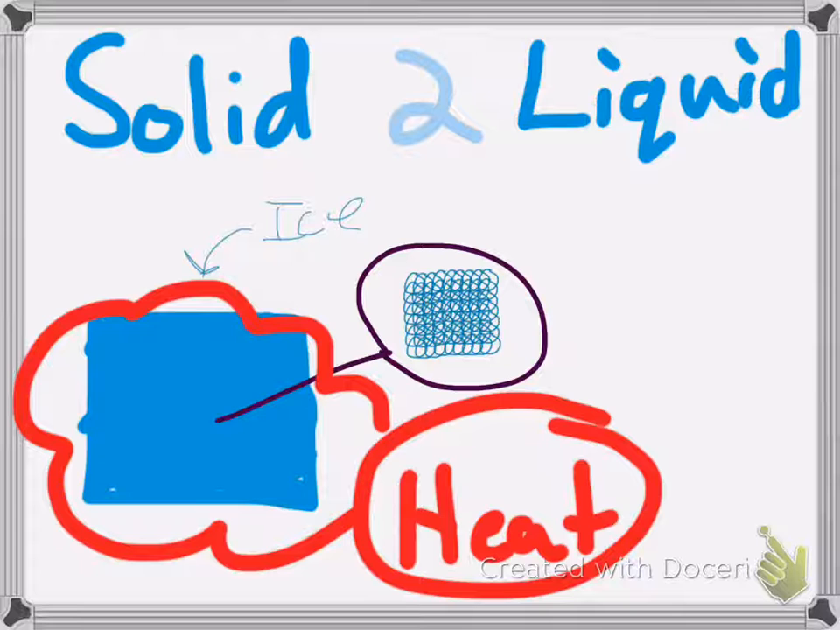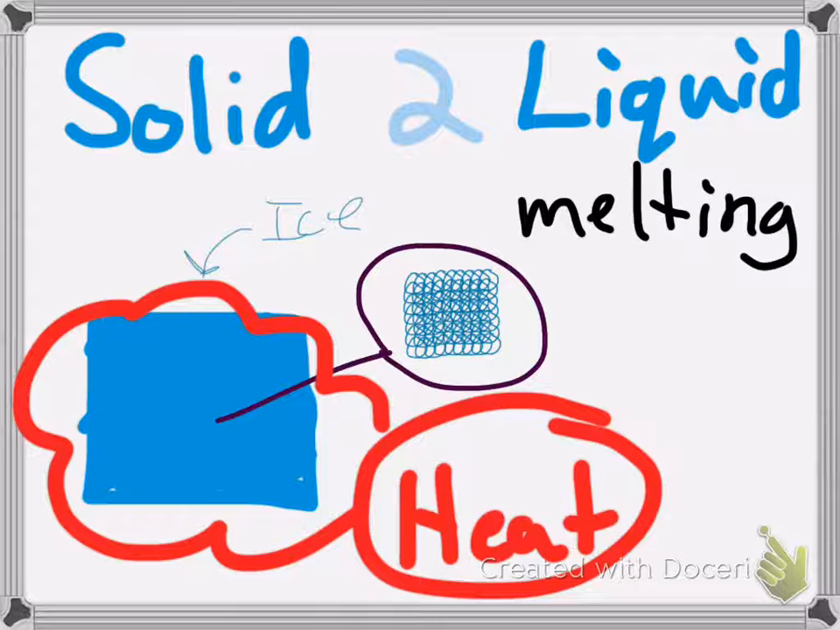And when these water particles in the ice get hot enough, they do what I call pulling a fast one, and they break free from their hold as an ice and flow out into a liquid. This is called melting. Melting when solid ice becomes a liquid.